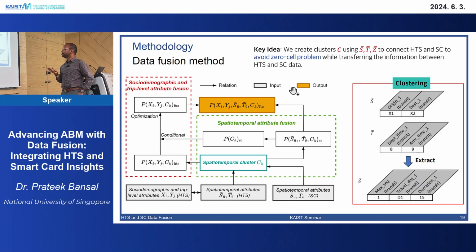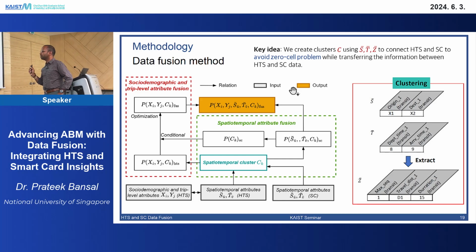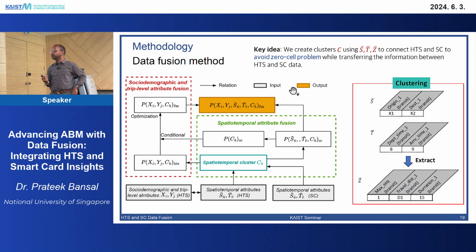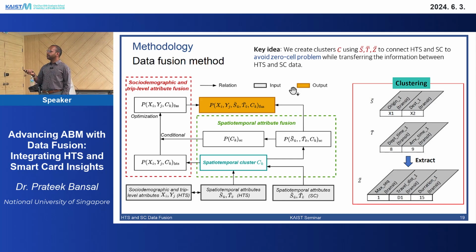So let's go. Just to put this framework in perspective, you get the S bar and T bar, the spatiotemporal attributes of the transit trips from the HTS data and from the smart card data, and you use spatial clustering to get them at the same level to transfer the information. And then you minimize the distance between the fuse distribution of the xi, yj, and ck, conditional on maintaining the distribution of the PCK-SC, right? This is the constraint, if we remember.